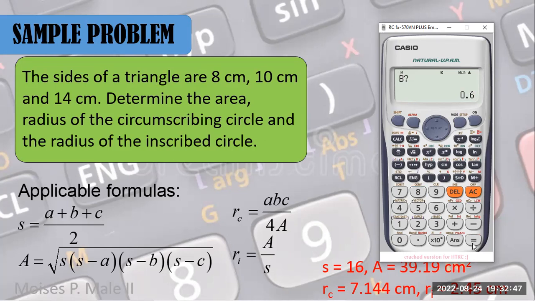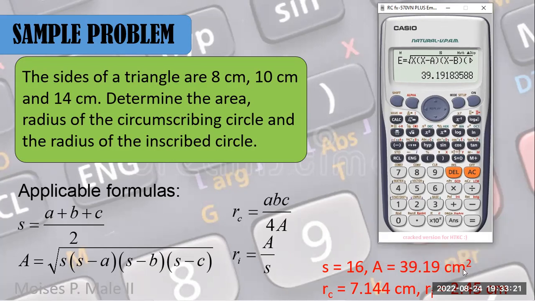So, given yan na 8. How about B? 10. How about C? 48. So, therefore, ang nakuha niyang X equals to 16. Tama ba? 16, 8 plus 10, 18 plus 14, 32, then divided by 2, 16. Tama. So, next equals mo dyan is yung sa area na. Therefore, yung nakuha niyang area is 16 square root of 6 or 39.19. So, tama yung answer, or tama tayo.